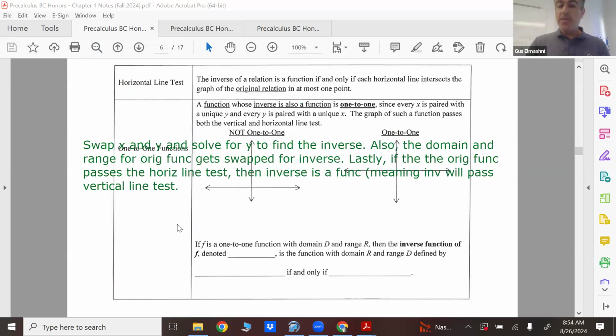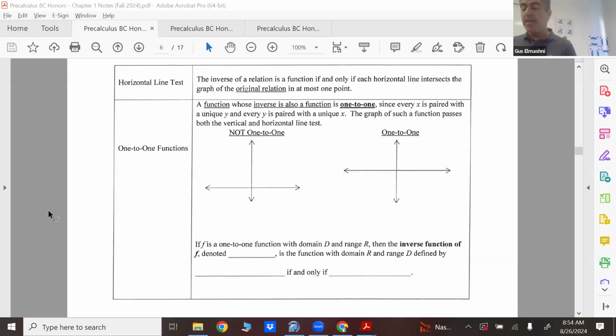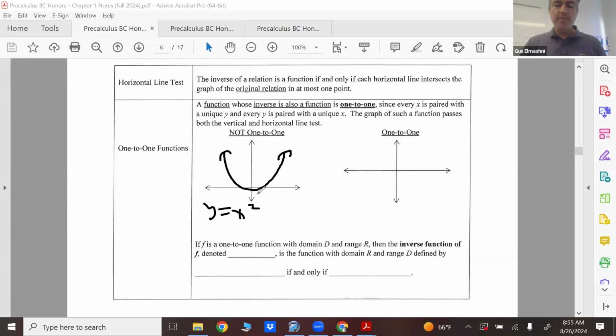But as I said, we have to consider the horizontal line test to see if the original function's inverse is a function also. A function whose inverse is also a function is called 1-to-1, meaning every x is paired with a unique y, and vice versa, every y is paired with a unique x. So what are examples of not 1-to-1? That's not 1-to-1, because it fails the horizontal line test.